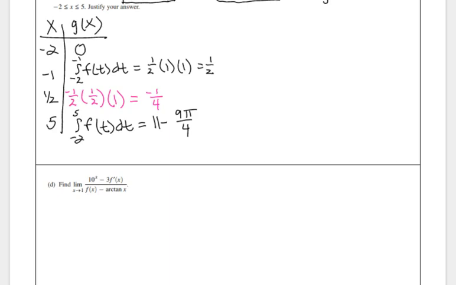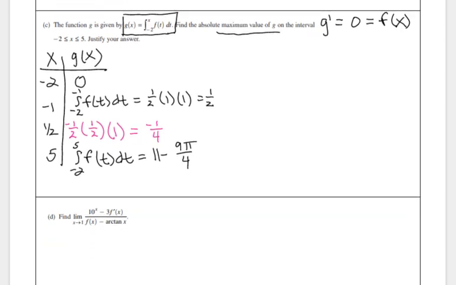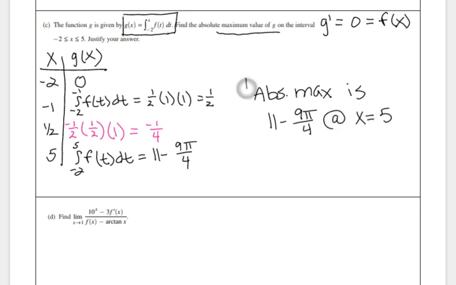Because now we don't have to do all that work again, right? We already did it in part A, so we don't want to have to write it again and waste our time doing it. So we're looking for the absolute maximum. So the highest value here is that 11 minus 9 pi over 4. So the absolute max is 11 minus 9 pi over 4, and that's at x equals 5.